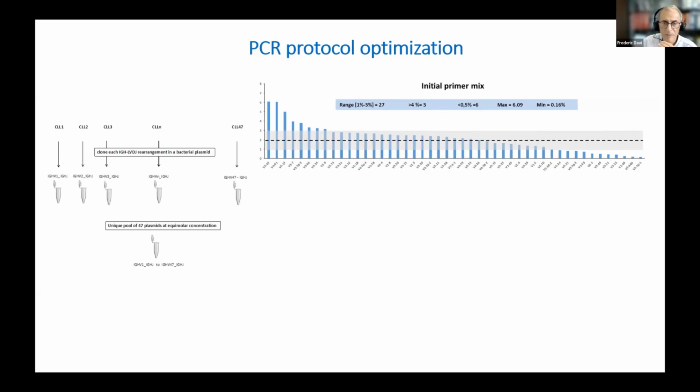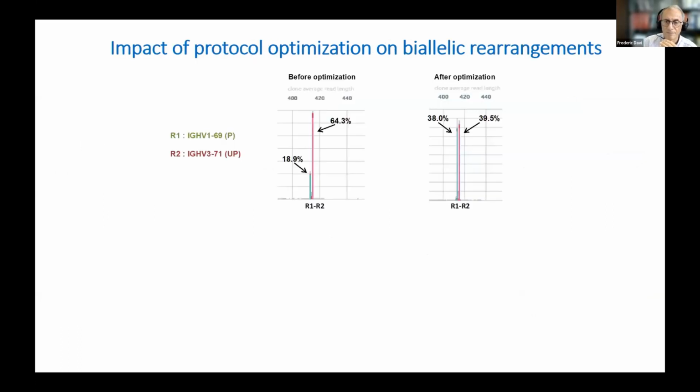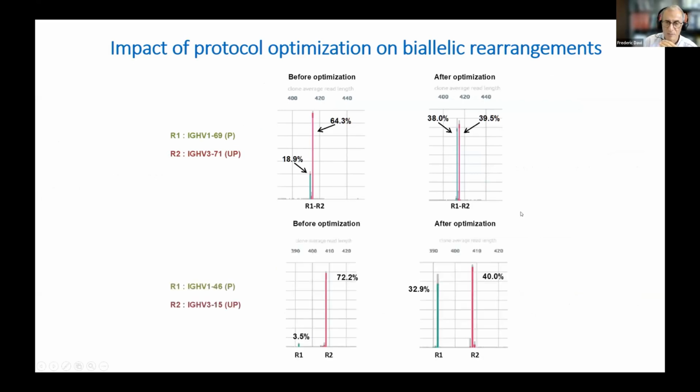So we spent a lot of time optimizing the assay, but after many attempts, we got something which is not perfect, but much better. And as you can see, for example, the range of frequency between 1 and 3% was 27, and now it's 32. And we have very few genes which are either over-amplified or under-amplified. And this is what it does under those 2 cases where we had unbalance. So before optimization and after optimization, you see that it's much better, and it's even more clear in this case.